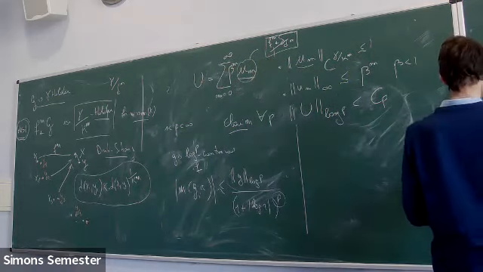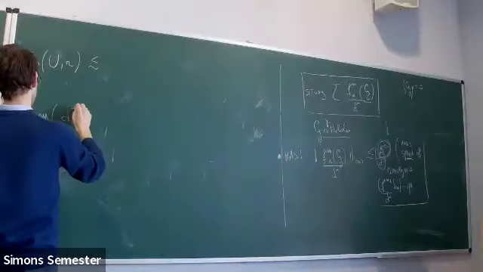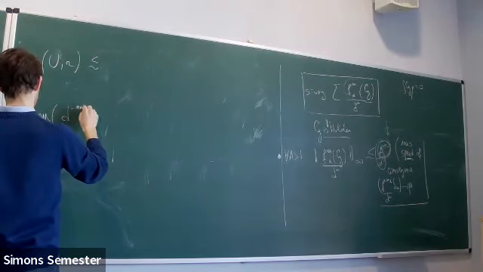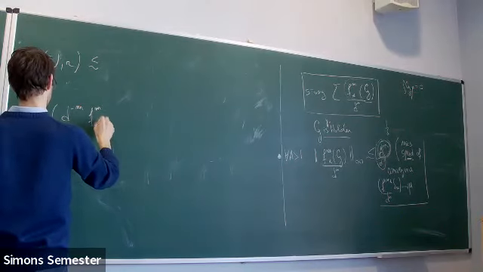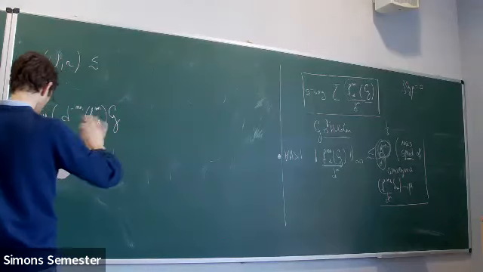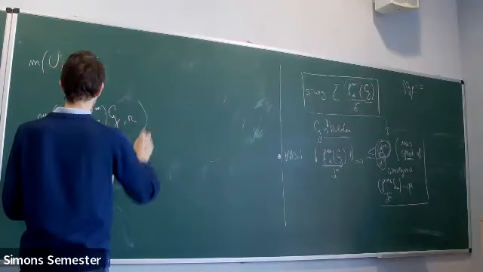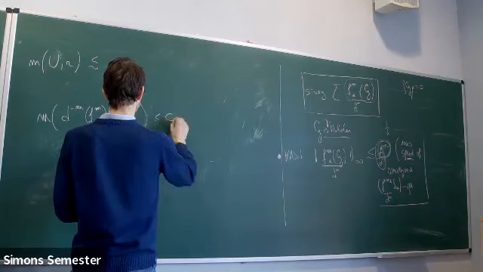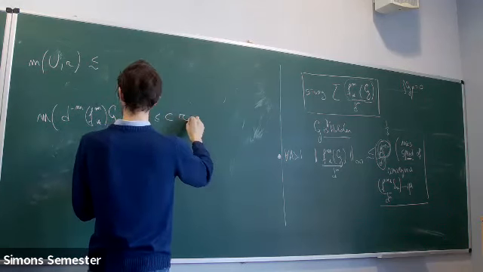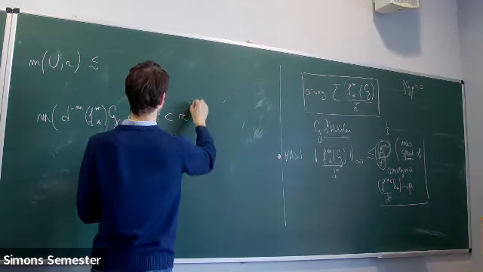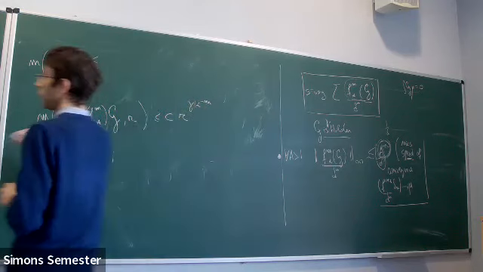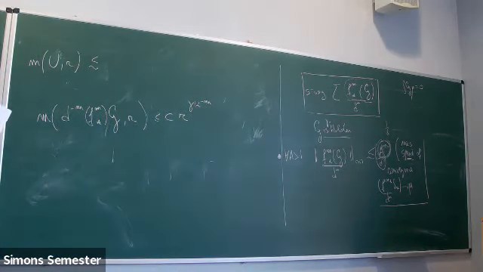Whatever. Let me write these values. The oscillation of B minus N, Fm star of the green. Let's do the green. At a ball of radius R, this is less than a constant, R power gamma K minus M. Okay, this is what we want. This is what should come from the estimate there.